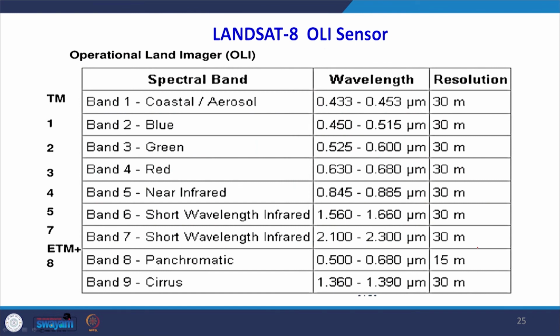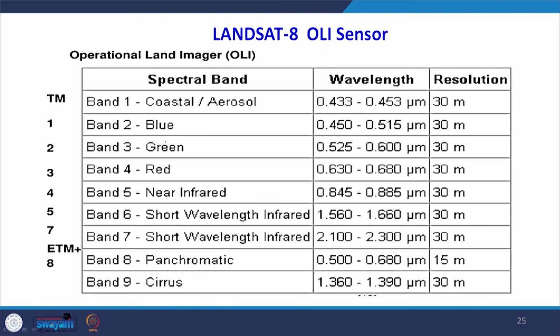Then Landsat 8 was launched, and the sensor was called OLI, the Operational Land Imager, and it was operating in 9 bands, that was the advantage. So, we are getting the data in 9 spectral regions. In addition to band 8, it has band 9, cirrus, which operates at 1.360 to 1.390 micrometer, again at 30 meter resolution.